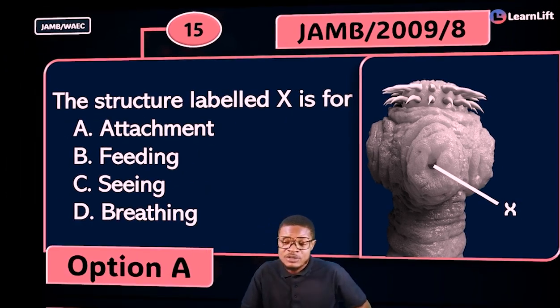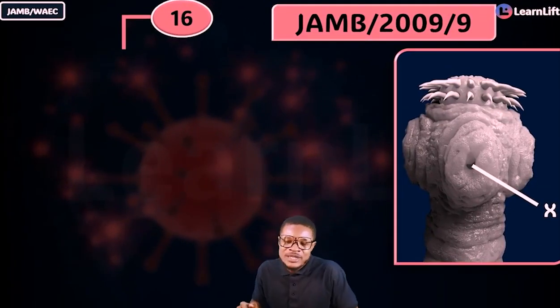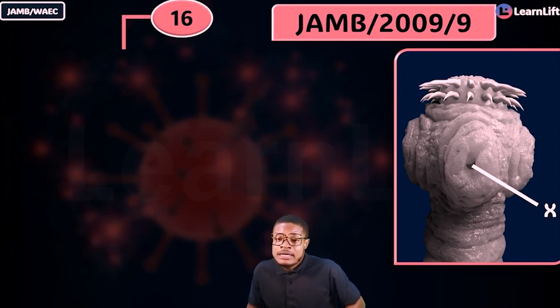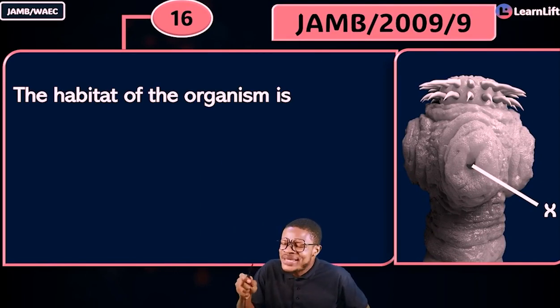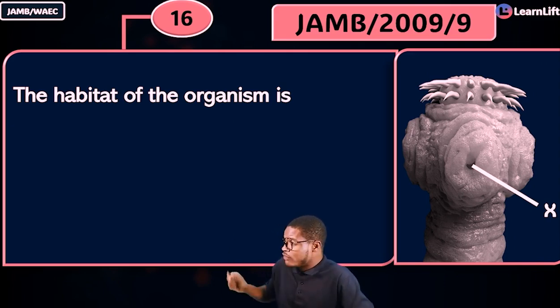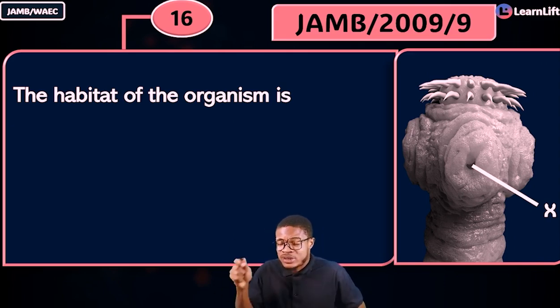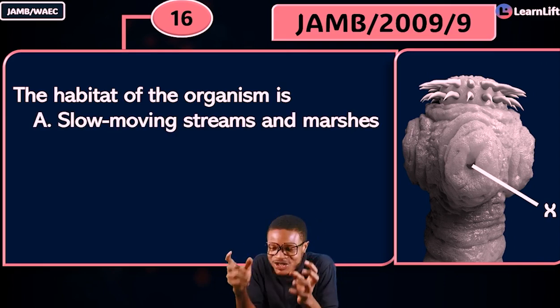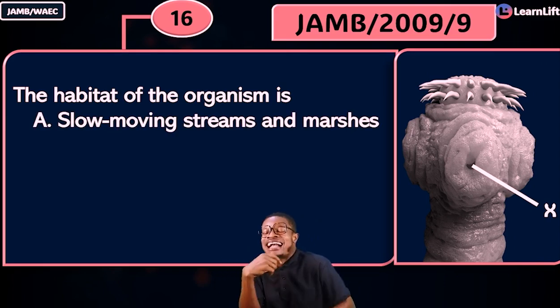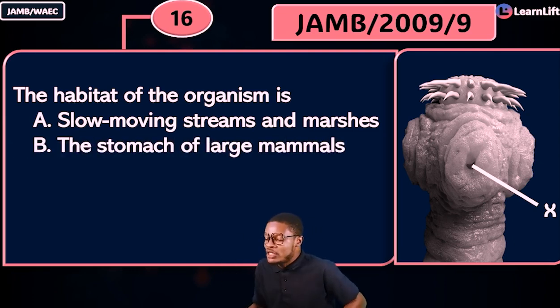If you get this very fast with me, guess what? JAMB 2009 question 9. The question says, what is the habitat of this organism? That's your tapeworm, right? Which species of tapeworm is that? The one that has hooks? That's your Taenia solium. Where is the habitat? Option A says slow-moving streams and marshes. Can that be the answer? Option B says the stomach of large mammals.